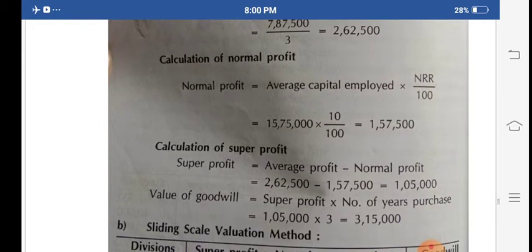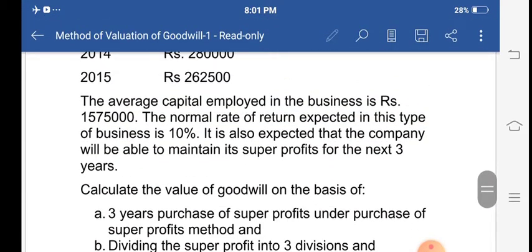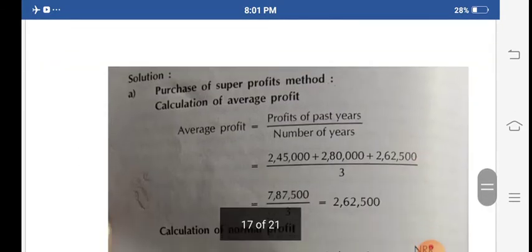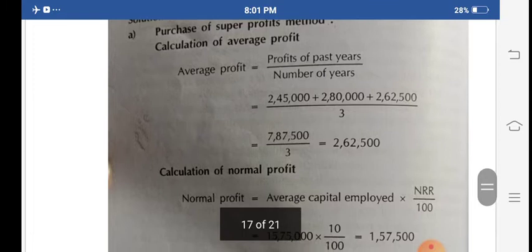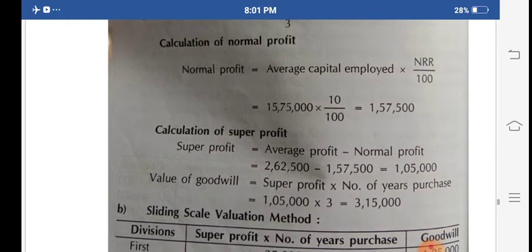Now see the calculation of normal profit. Normal profit is equal to average capital employed into normal rate of return divided by 100. The average capital employed is given in the problem. In the first sentence, the average capital employed in the business is rupees 15 lakh 75,000. After calculation, this 1,57,500 is the normal profit.